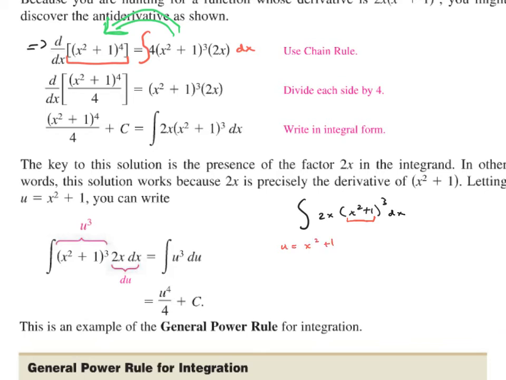Then what are we going to do? Well, we're going to take the derivative with respect to x of both sides. The derivative with respect to x of both sides of the equation, u equals x squared plus 1.